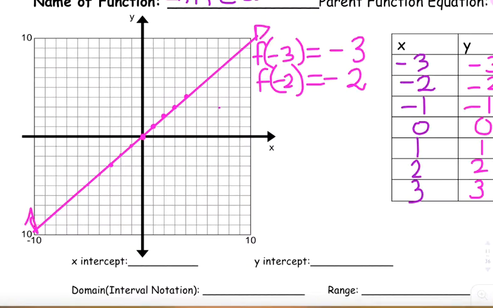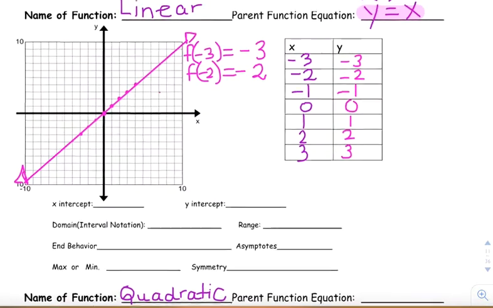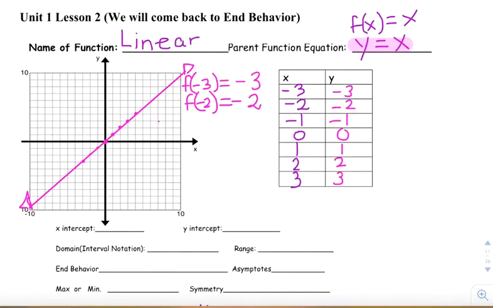And after we have the graph in front of us, then we should be able to answer any characteristics following this function. So here we go. Our x-intercept, just a refresher, is where we hit the x-axis. In this case, the origin at 0, 0. Our y-intercept is where we hit the y-axis, so also 0, 0. Our domain, because we're going arrow to the left, arrow to the right, is all real numbers. However, it is asking for interval notation, so that would be -infinity to infinity.